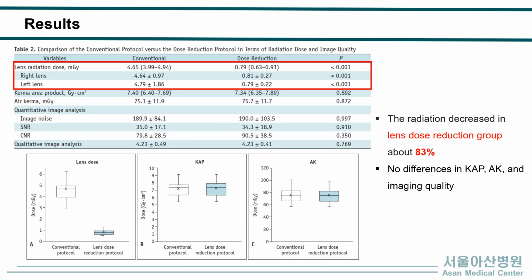When we compared the two groups, there was a significant difference in lens radiation dose between the conventional and lens dose reduction groups. The radiation decreased in the reduction group by about 83%. On the contrary, there were no differences in air kerma area product and imaging quality analysis between the two groups.